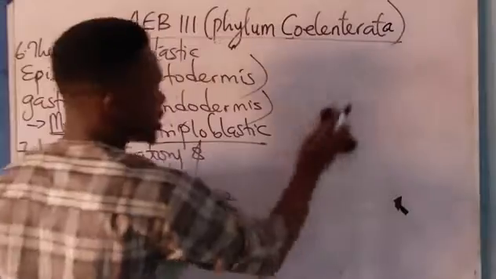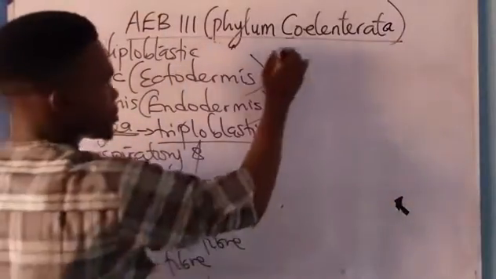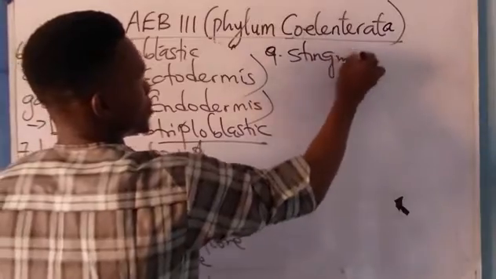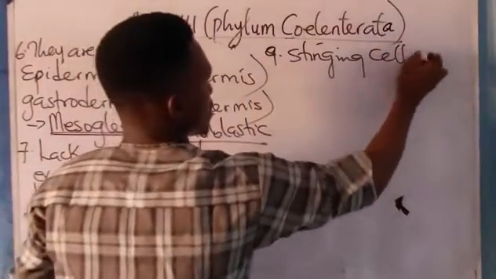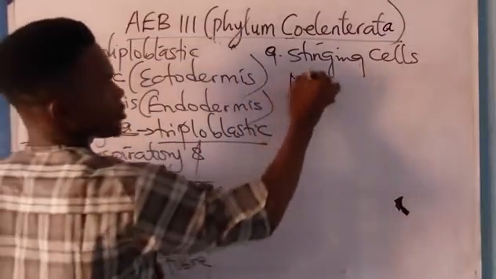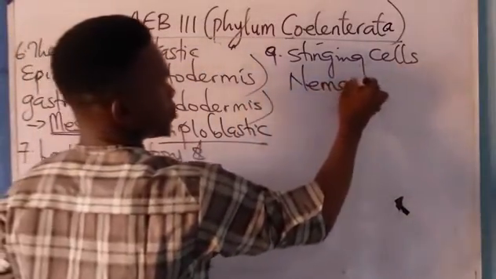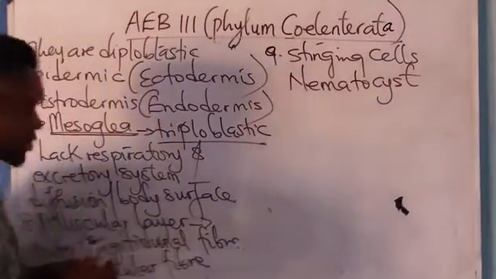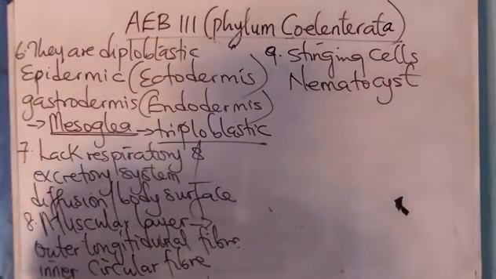Now, number 9, these organisms also have what is called stinging cells. Now, these stinging cells possessed by the cnidarians are called the nematocysts. Alright, nematocysts, they are called stinging cells.